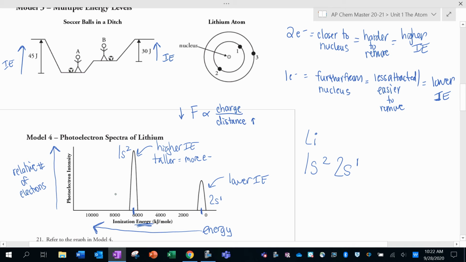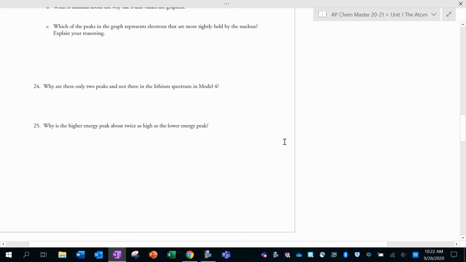So we want to start seeing the connection between this graph and the structure of the atom right here, and think about Coulomb's law and the attraction between these electrons and the nucleus. Let's scroll down and look at a little compare-contrast here.